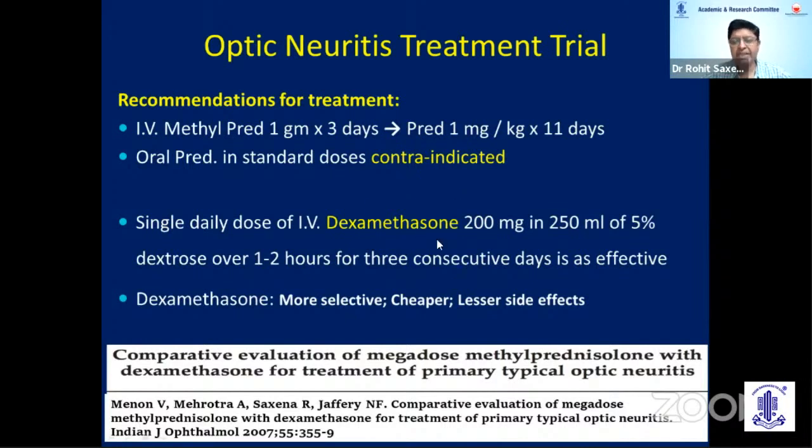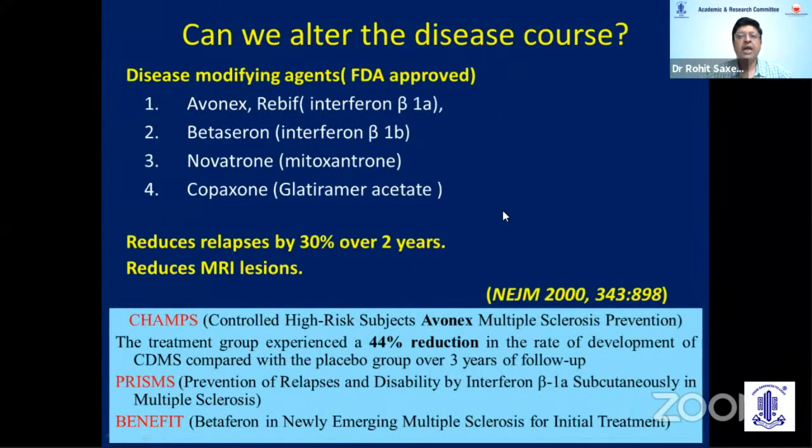We also evaluated dexamethasone as comparable to methylprednisolone, especially at times when it was not easily accessible or very expensive. Essentially, the final visual acuity attained was similar in both groups. Can we alter the disease course is a very important question. Over the long term, will all patients suffer disabling multiple sclerosis?